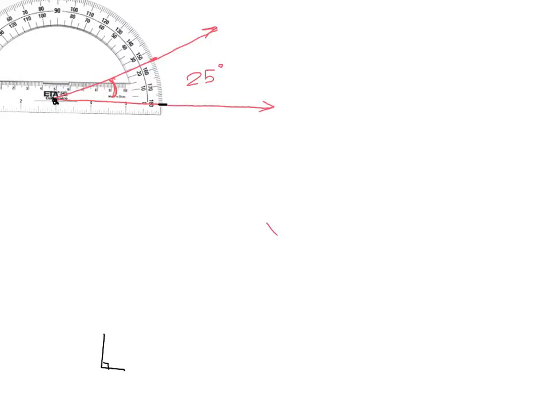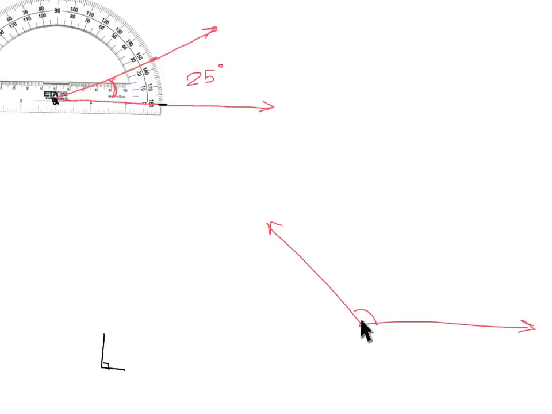So let's make our angle a little bit bigger this time. My lines are terrible, but you get the point. So my vertex is right here, and I'm going to measure that angle. But before I do, I want to estimate. So recall that that is 90 degrees. Is this bigger or smaller than 90?